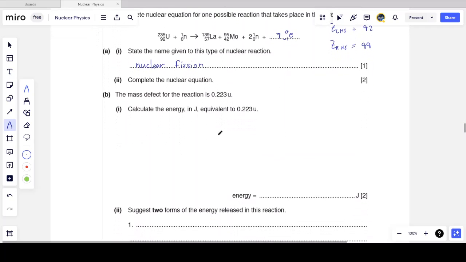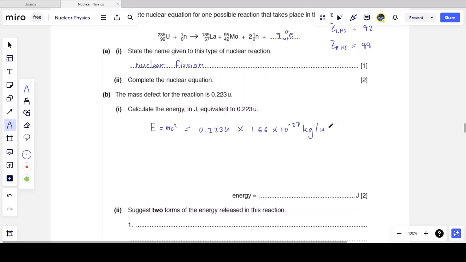We are then told that the mass defect for this reaction is 0.223 U. Calculate the energy in joules equivalent to this value. Well, Einstein's equation, E is equal to mc squared, will get us there. And this is a mass of 0.223 U multiplied by 1.66 times 10 to the minus 27 kgs for every atomic mass unit.